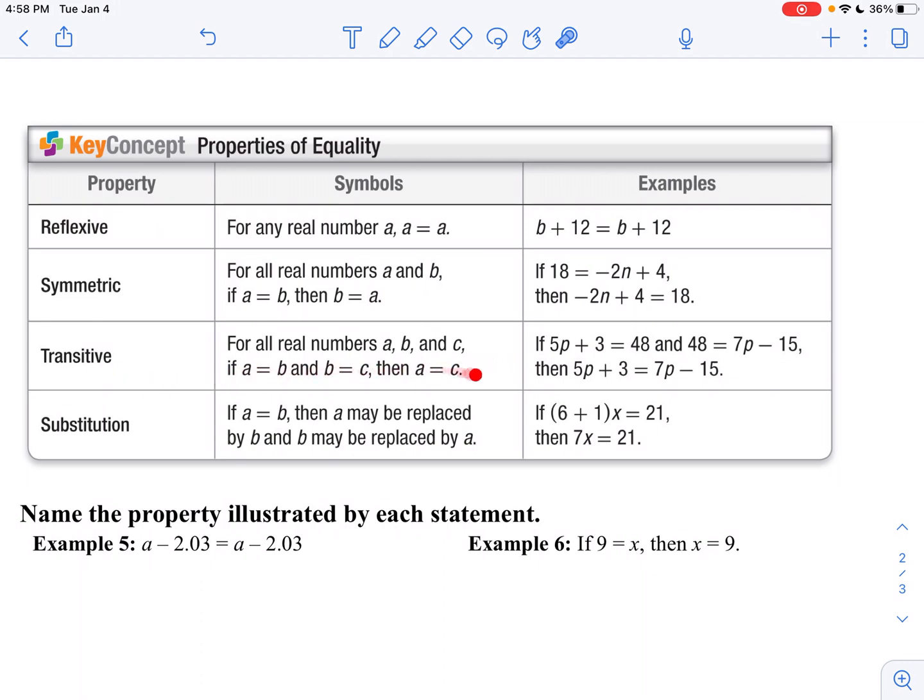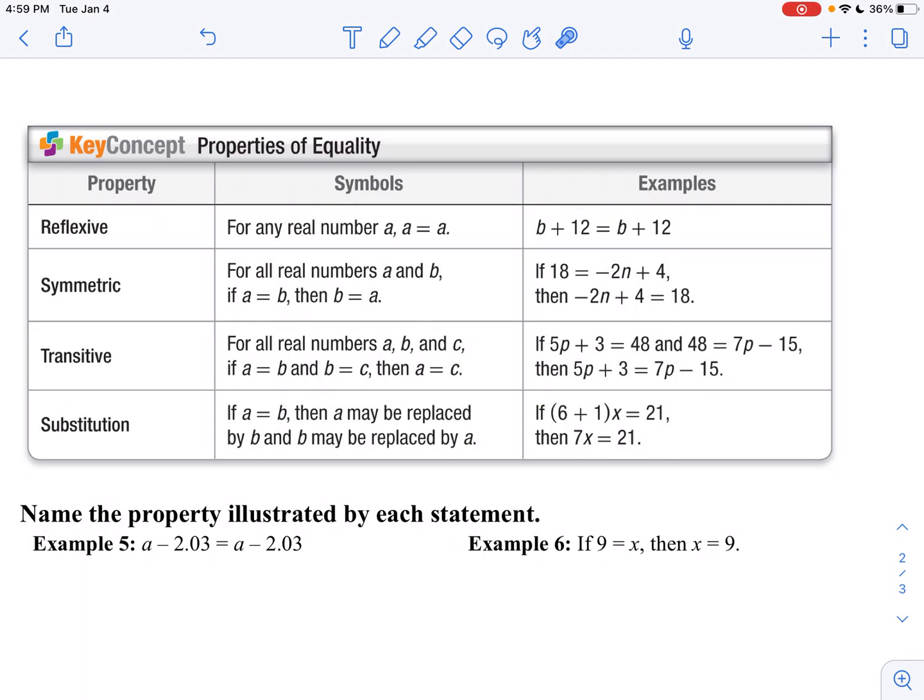We're going to have 3 equations. We have the first equals the second equals the third, therefore the first equals the third. As an example here, I've got 5p plus 3 equals 48, and 48 equals 7p minus 15, so therefore 5p plus 3 equals 7p minus 15.